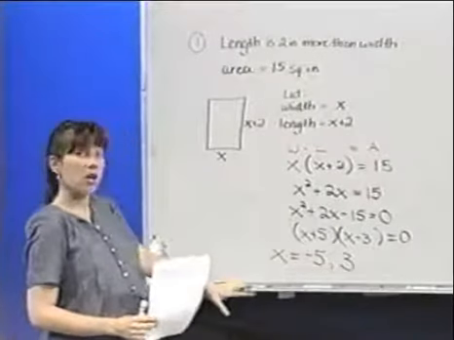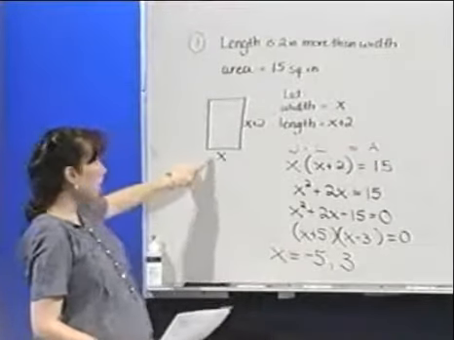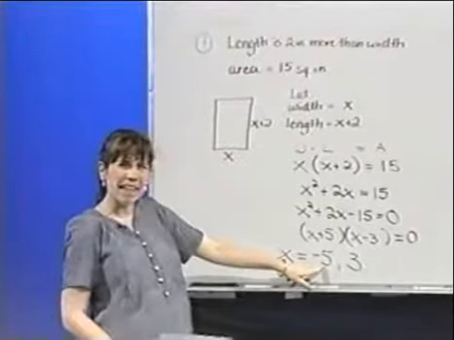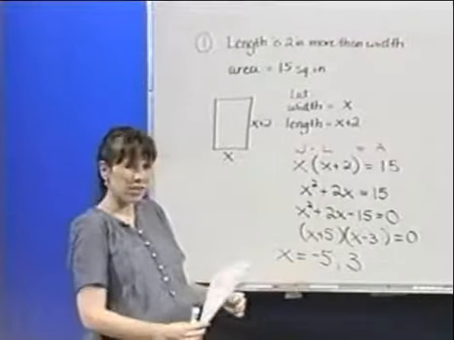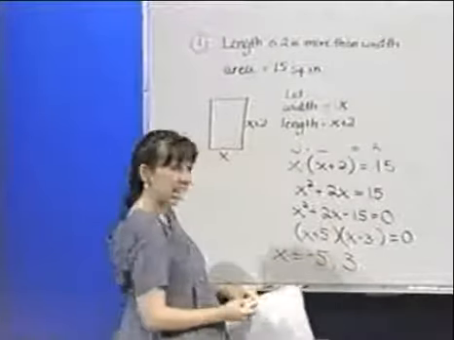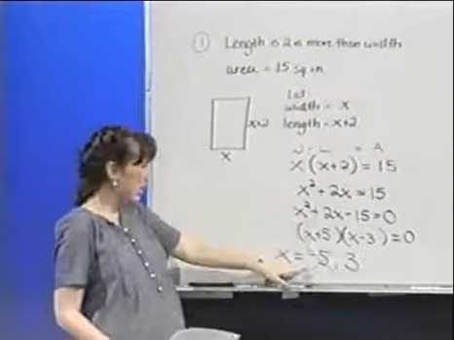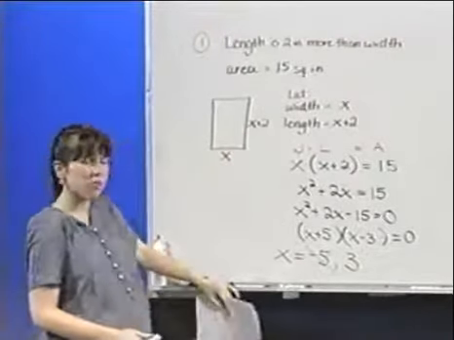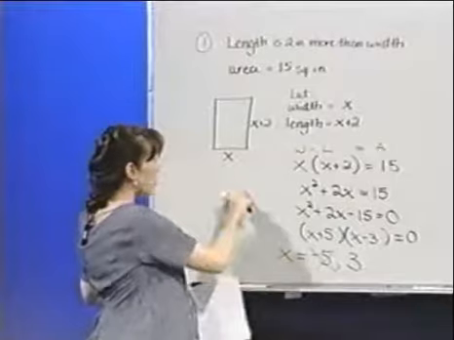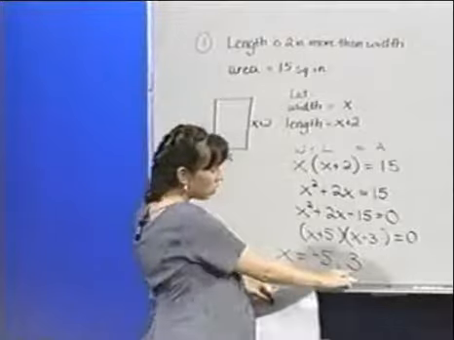What did x represent in your original problem? X represented the width. Can width ever be negative? Well, no, that doesn't make sense. Negative 5 inches for a width? No, that negative answer doesn't make any sense in this word problem. It is a solution to the equation, but it doesn't make any sense for the word problem. So negative 5 can't work. Does 3 work? Well, 3 would make sense. You can have a width of 3 inches, and in fact, a calculator is about 3 inches long.